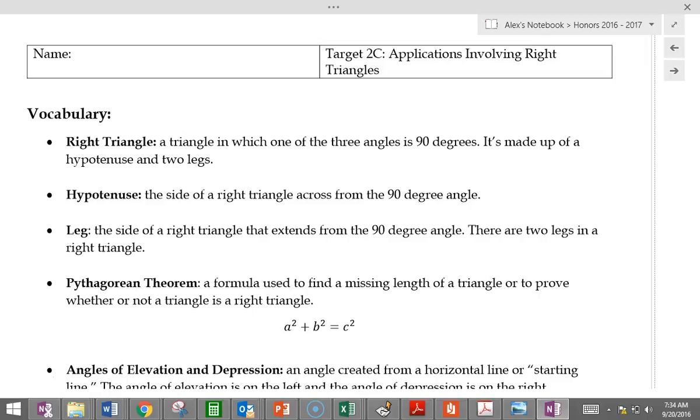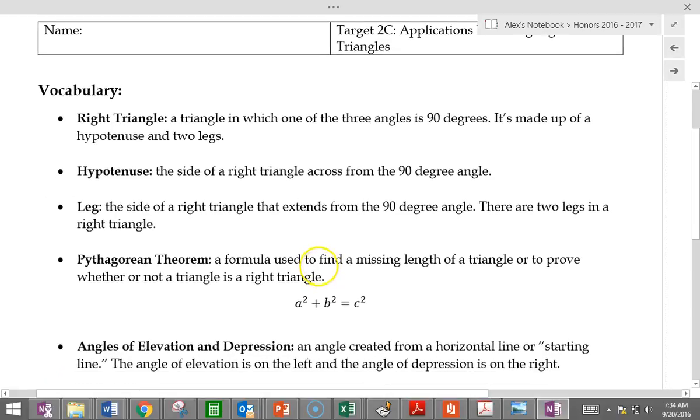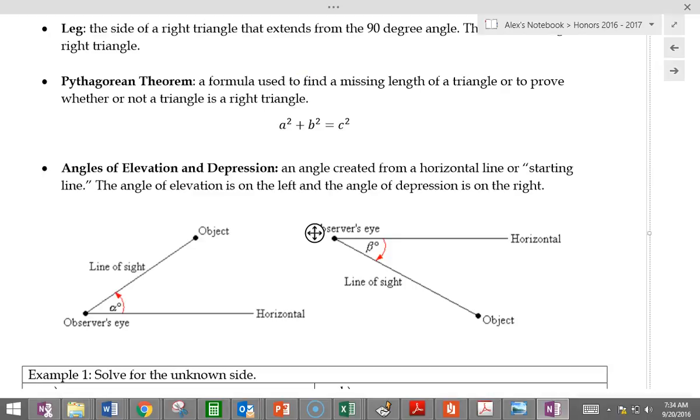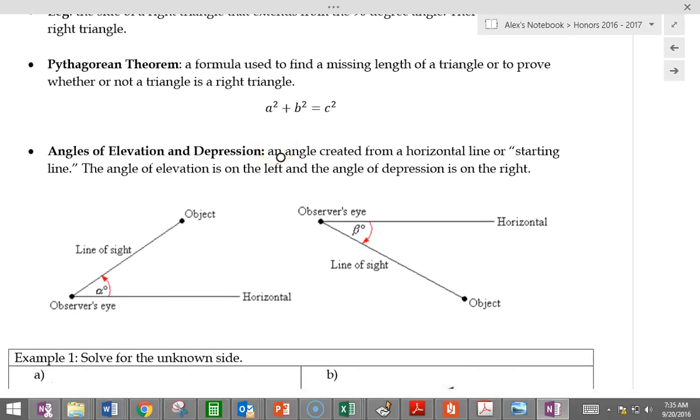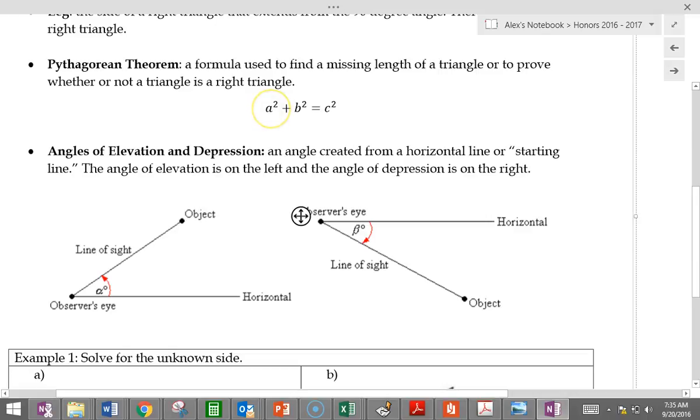Now, knowing those parts, we can use the Pythagorean theorem. It's used to find the missing length of a triangle or to prove whether or not a triangle is a right triangle. That formula is a squared plus b squared equals c squared. So if you're missing a side of a right triangle, but you know the other two, you can use this formula. Or if you have all three sides of a triangle and you want to see if it is a right triangle, I'm just going to plug it in and see if it's equal. If they're equal, it's a right triangle. If they're not equal, it's not a right triangle.